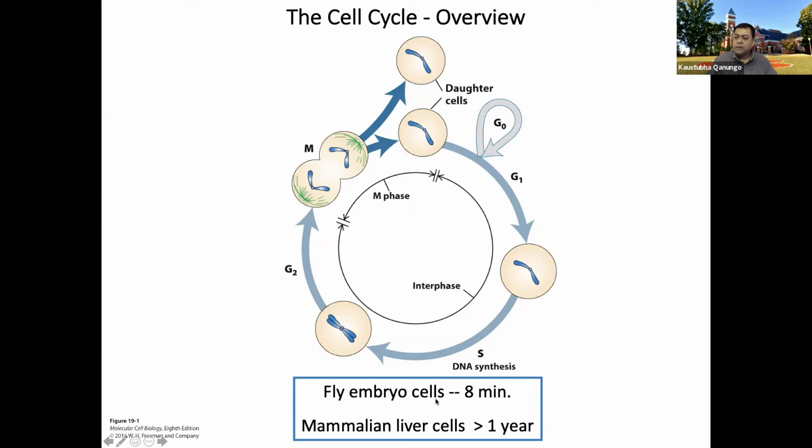And here you can easily correlate that information. For example, in a fly embryo, like a Drosophila embryo, each cell will probably divide every 8 minutes. So it comes out of mitosis, quickly goes through the cycle, and divides extremely fast. On the other hand, a mammalian liver cell may not divide in a year. That liver cell will come out, go into the G0 phase and do its function. It's a long-living cell and it will just come out of G0 upon someone's stimulation.